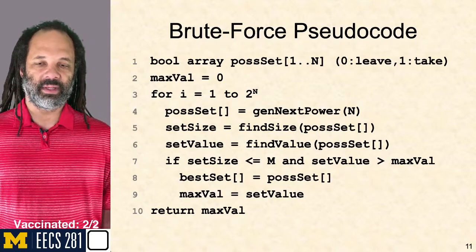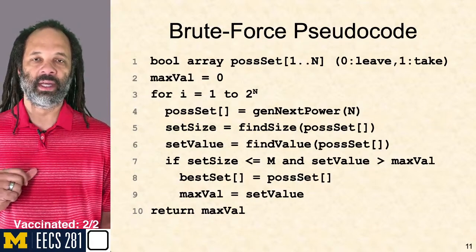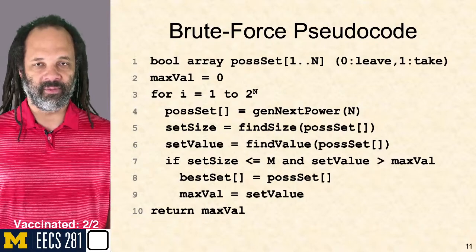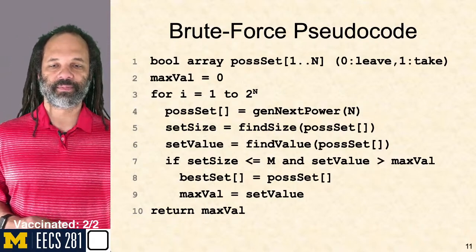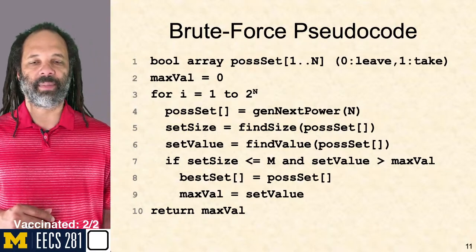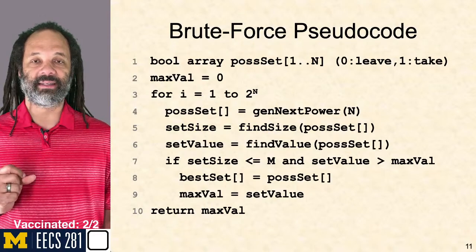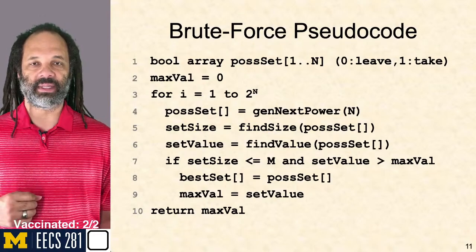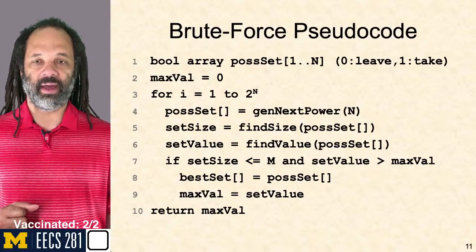So that's what generate next power in line 4 is doing, generating the next item from the power set, which is the next subset of the overall set. So we'll set that equal to some possible set. Then we'll call set size to find the size of that possible set. And we'll call set value to see what the value of that possible set is.